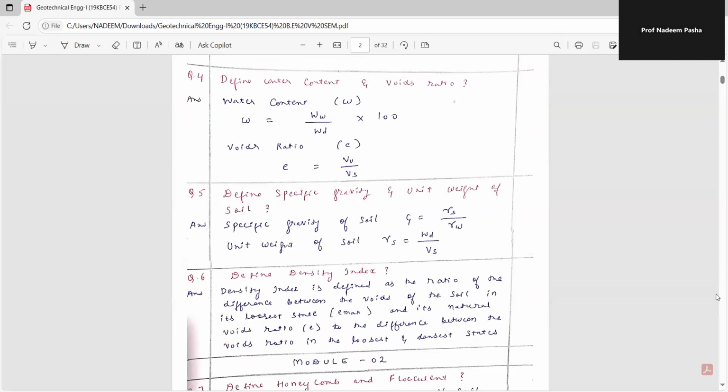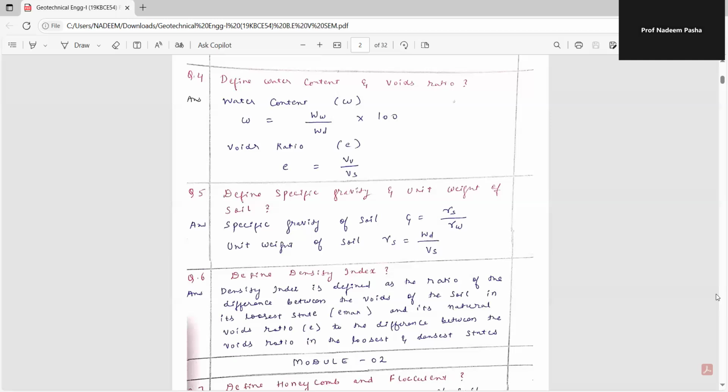Next question is define water content and voids ratio. Water content is small w. It is defined as the ratio of weight of water to the weight of solids expressed as a percentage. Small w is Ww by Ws into 100. Similarly, voids ratio: e is equal to Vv by Vs.